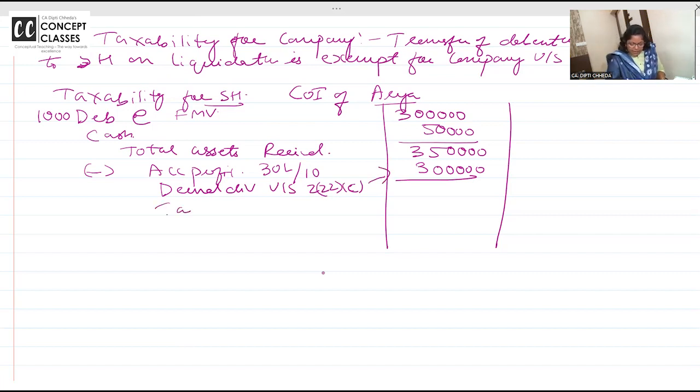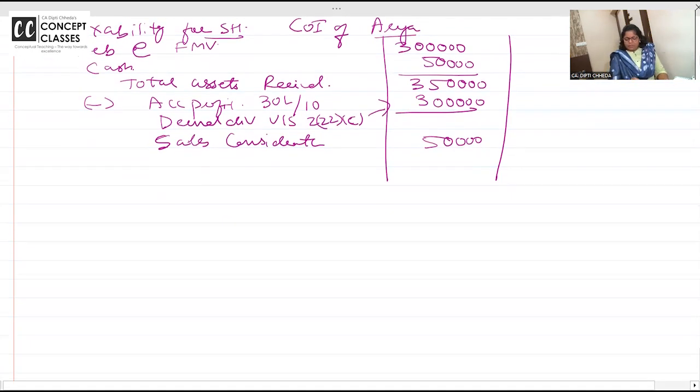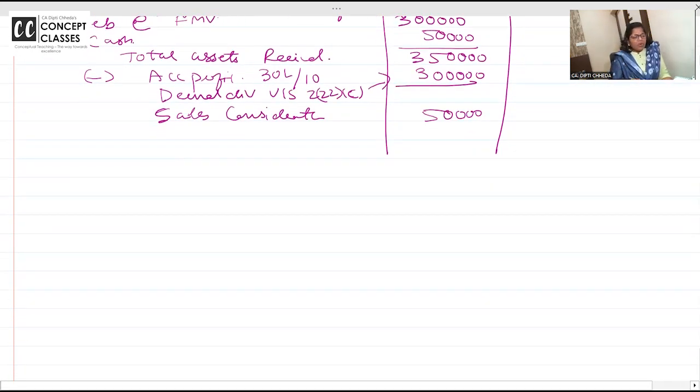Now what you get is called sale consideration. It's a super easy problem. I don't know why others could not do it. How much will your sale consideration be? 50,000. If you really want to clear your exam, MAT and business restructuring, short question is there.